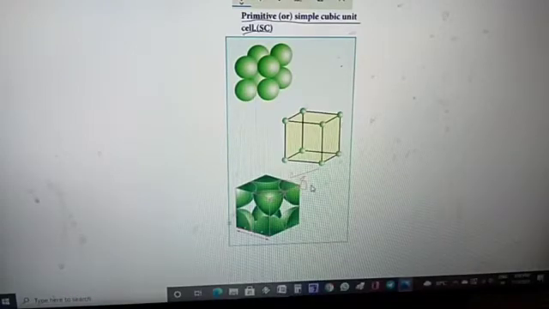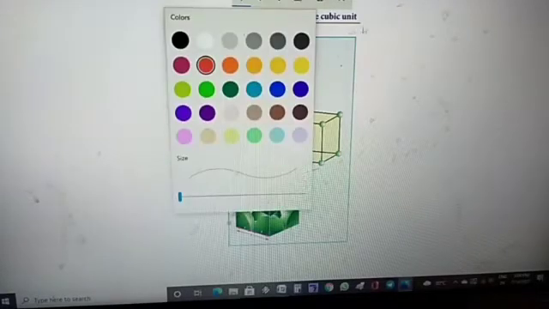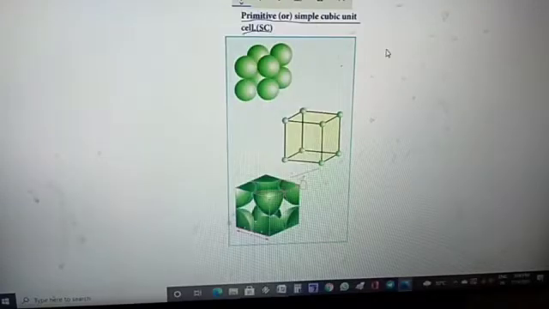As only 1/8 of an atom belongs to the particular unit cell, if you take each and every cubic cell, how many corners does it have? 8 atoms at its corners. So each and every cubic cell has how many atoms at its corners? It has 8.